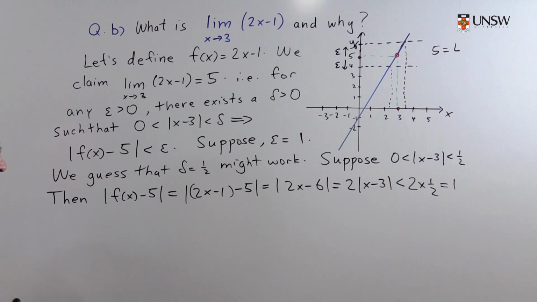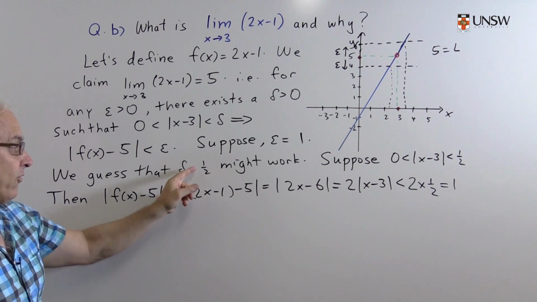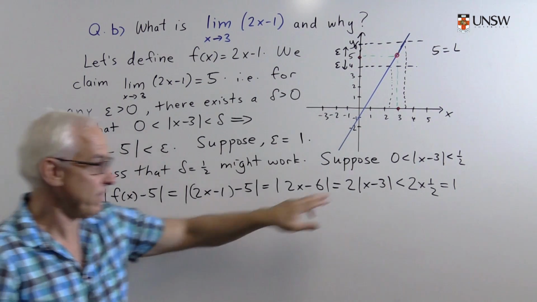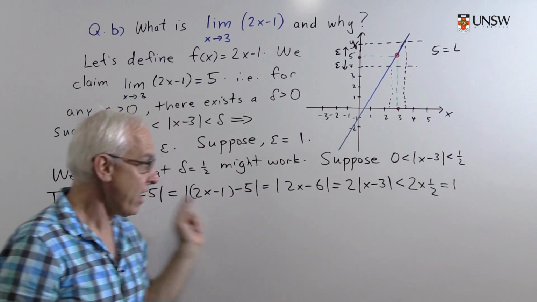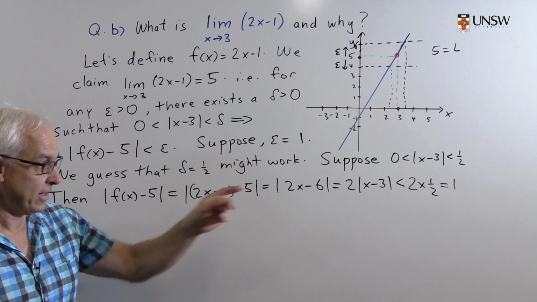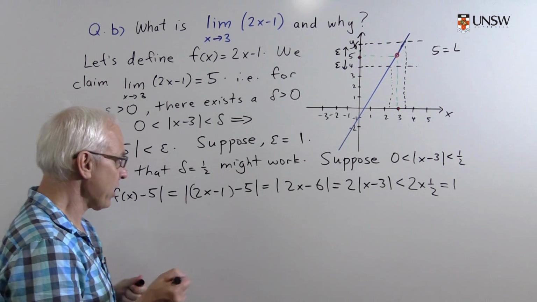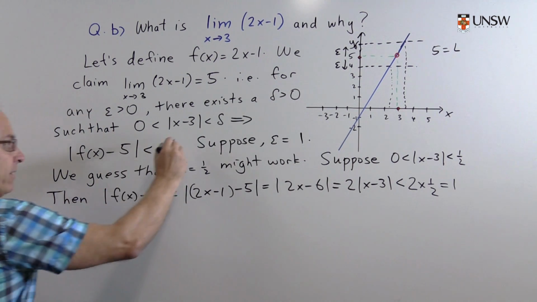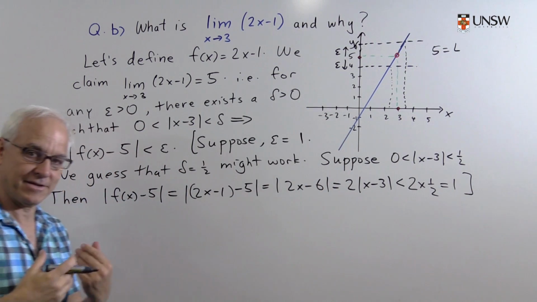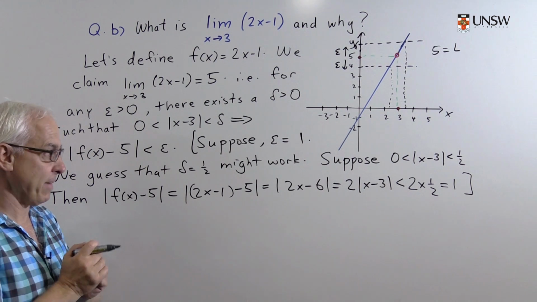So we've shown that if epsilon equals 1, then delta equals 1/2 fulfills the requirement of the definition, namely that if x minus 3 is less than 1/2, then the difference between f of x and L is less than 1. Okay, so that's a kind of motivating particular example. Now let's see if we can write down the argument in general for a general epsilon.